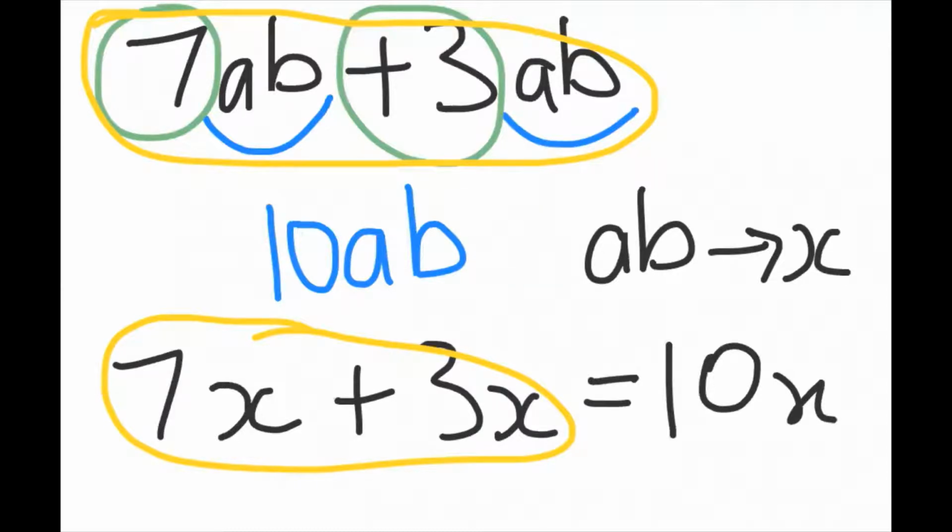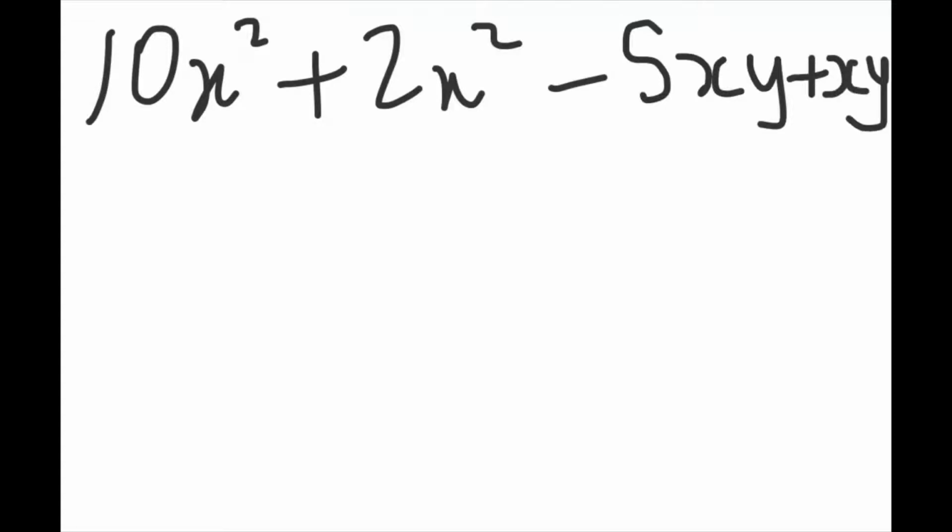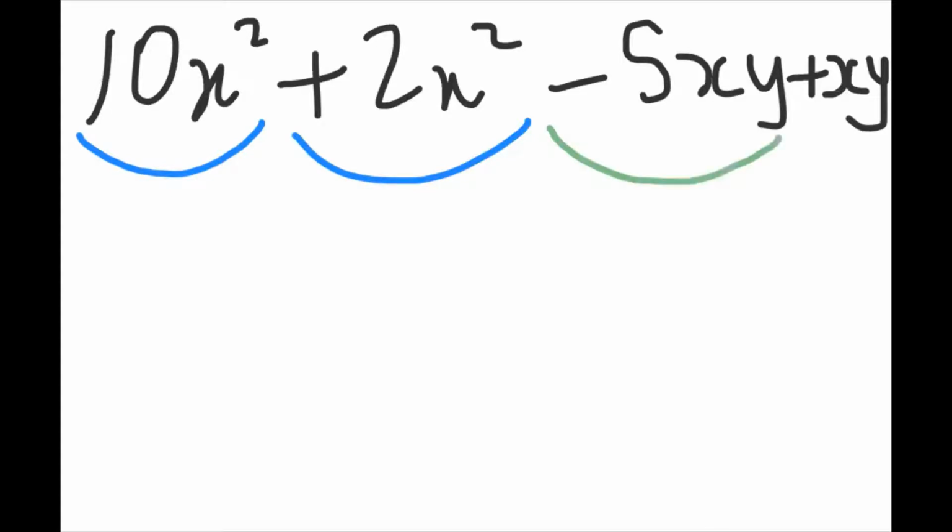Let's do another example. So now we're going to do 10x squared plus 2x squared minus 5xy plus xy. Again, first step, look at the variables that are the same. So let's see what we have. Here we have an x squared. It belongs to the 10, and here we have another x squared. Then we have an xy. So let's make that a different color. And then there's plus xy, which is different.